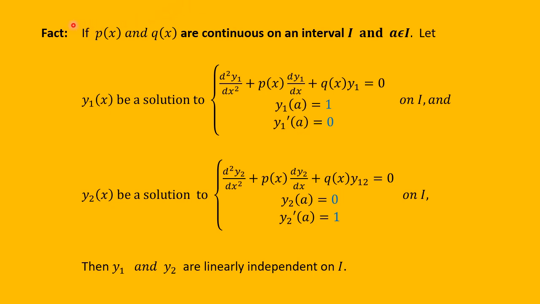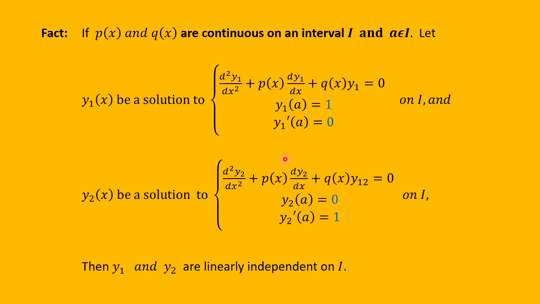Here's an important fact. We're going to be looking at two initial value problems with the same homogeneous linear differential equation, here and here, the same, but the initial conditions are different. y1 of a equals 1, y1 prime of a equals 0, and down here, y2 of a equals 0, y2 prime of a equals 1. Notice here we have 1 and 0. Down here we have 0 and 1.